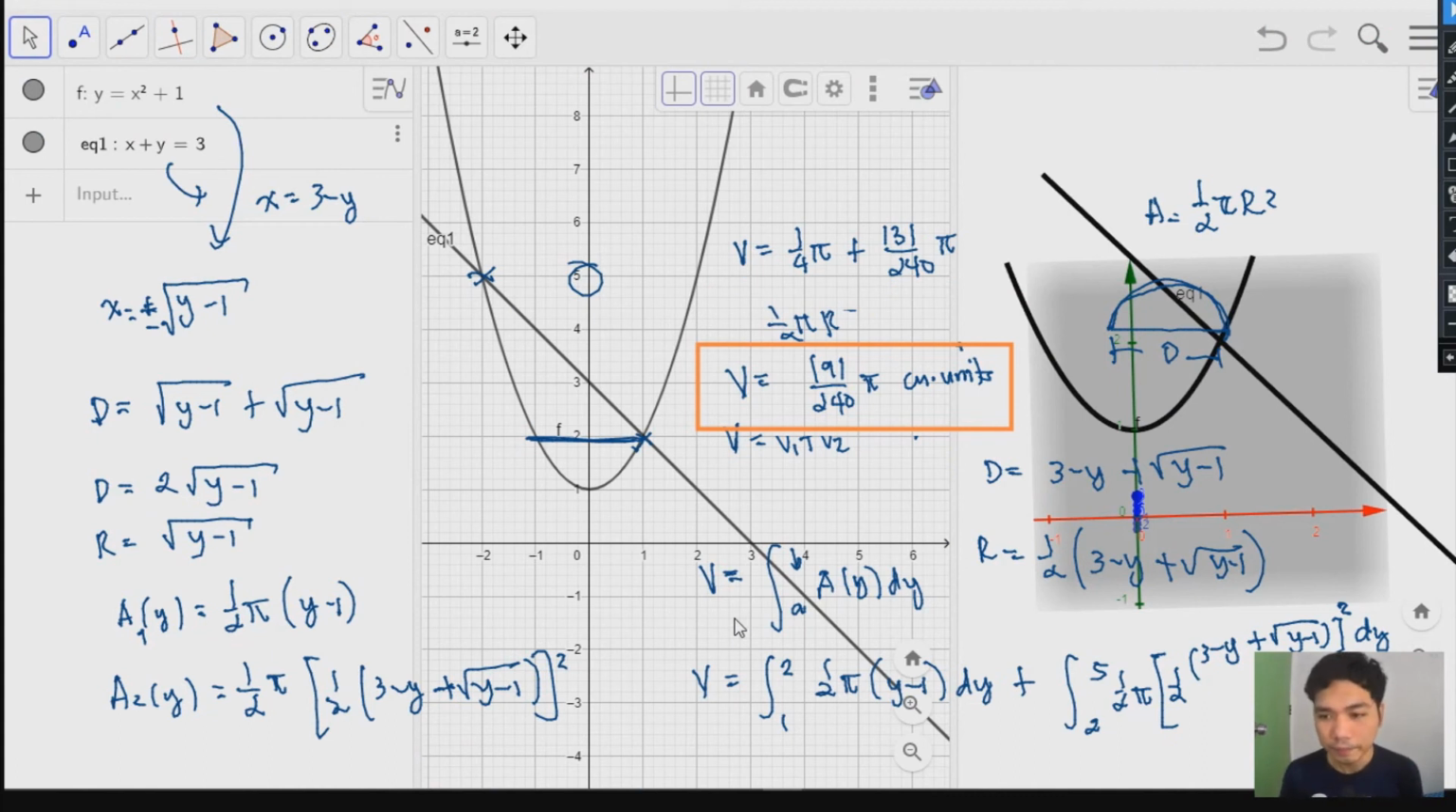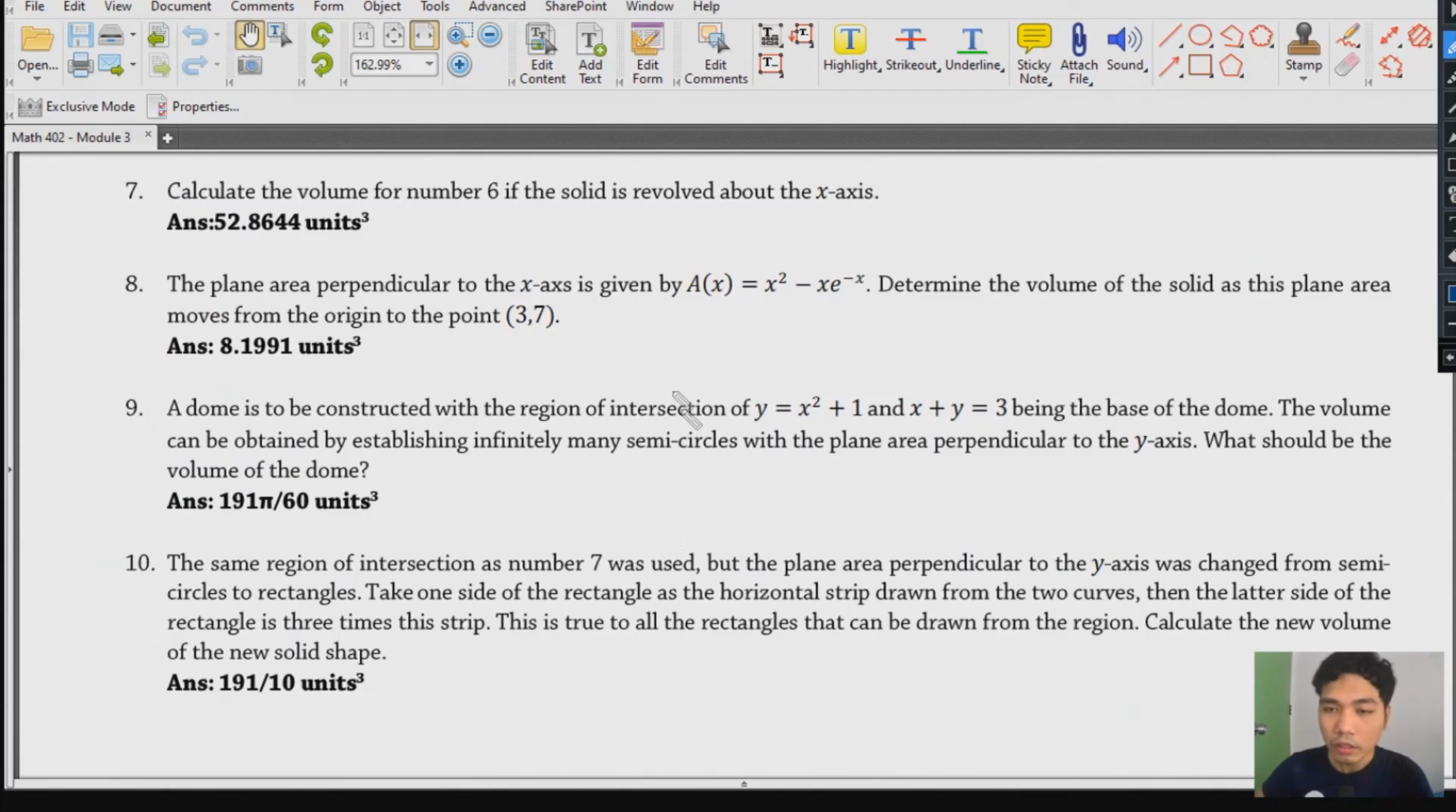So, ayun. And I think, ayun, ganito yung approach natin for this kind of problem na we're determining the volume of a certain plane region that moves towards a certain value perpendicular to a certain axis. Okay, and yung last item dito, sabi dito is 7, but it is actually 9. So, paki-correct nyan. So the same region of intersection as number 9 was used, and then the plane area perpendicular to the y-axis is changed from semicircles to rectangles.